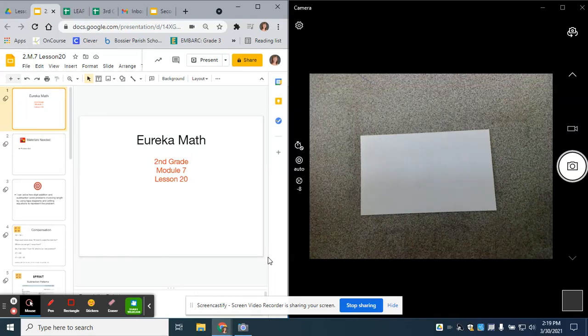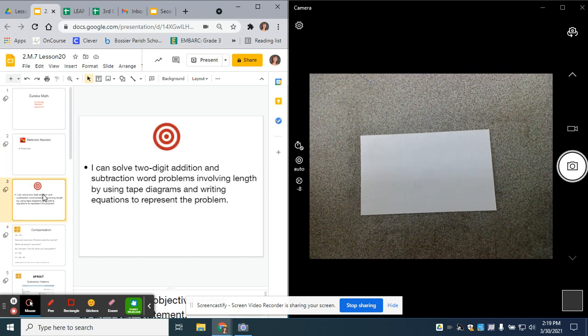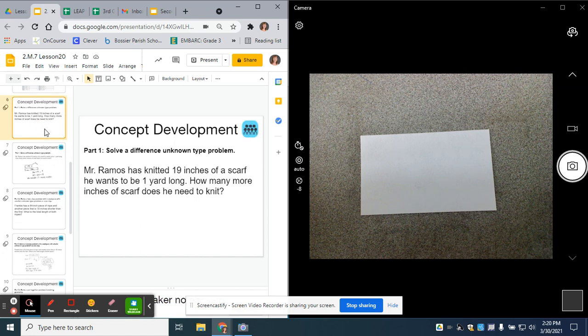All right, this is second grade module 7, lesson 20. Today you're going to need your problem set. During this lesson, we're going to do 3 of the problems, and we're not doing them all consecutively. That means all in the same order. Our focus is I can solve 2-digit addition and subtraction word problems involving length by using tape diagrams and writing equations to represent the problem. There is no word problem for this lesson today, so let's get started.